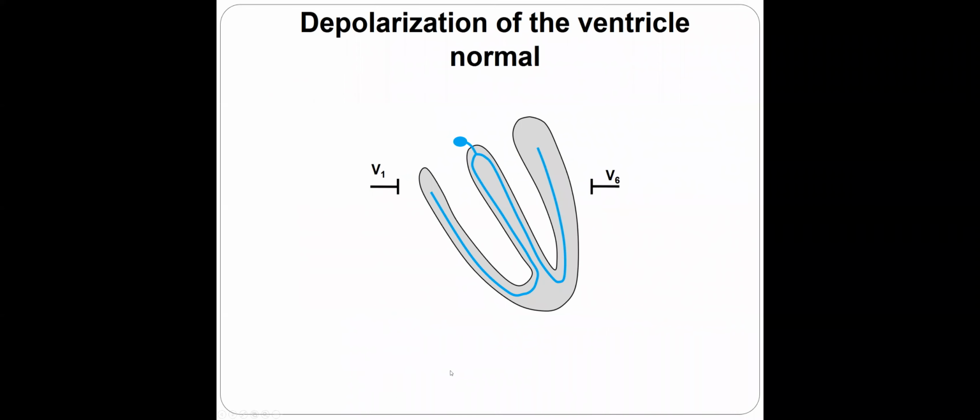Okay, now let's see the normal depolarization of the ventricle. The first part is the septum. The septum is activated from the left bundle, and this is why the impulse goes from left to right. This is why we have a positive wave in V1 and a negative wave in V6.